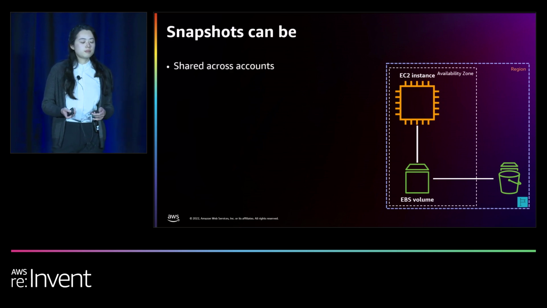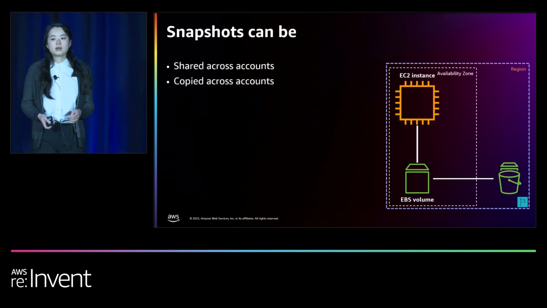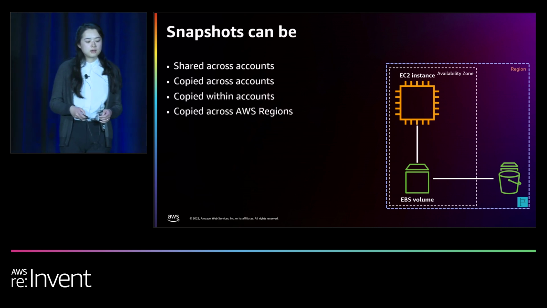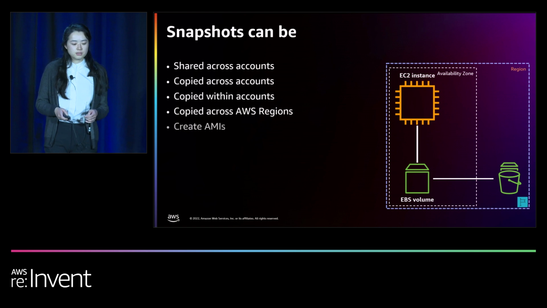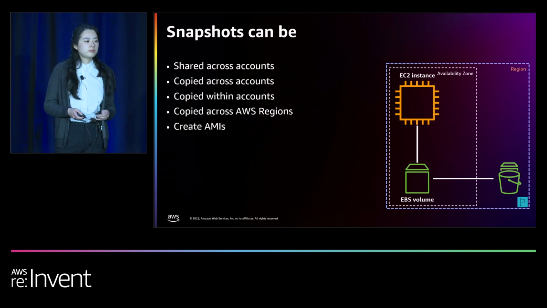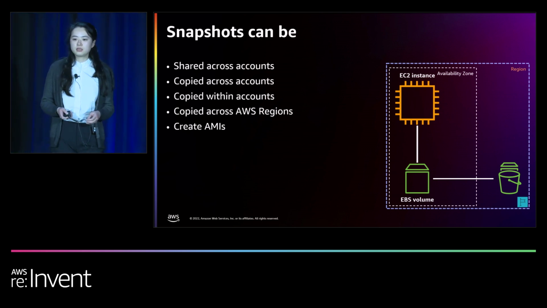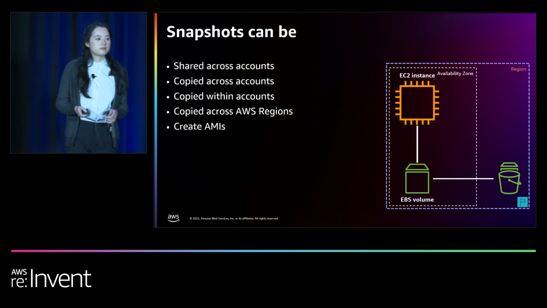So a snapshot can be shared across accounts. It can be copied across accounts, copied within accounts, and copied across AWS regions. And in addition, you can create AMIs that are backed by EBS snapshots. So it's especially important, as a recommendation from us, to encrypt your snapshots because of these data movements.